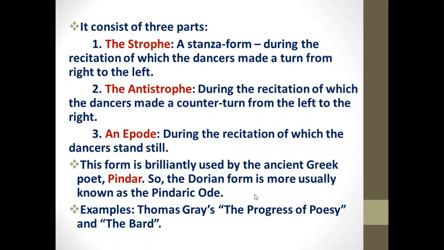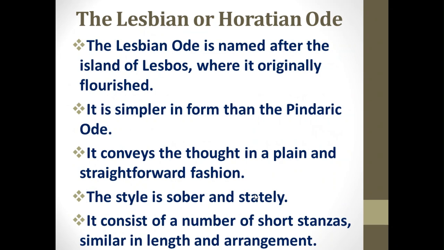An example of this Dorian ode is Thomas Gray's The Progress of Poesy and The Bard. These poems are examples of the Dorian or Pindaric ode. This is all about the Dorian Pindaric ode. Now let us try to understand the second type of ode, the Lesbian or Horatian ode. The Lesbian ode is named after the island of Lesbos, where it originally flourished.